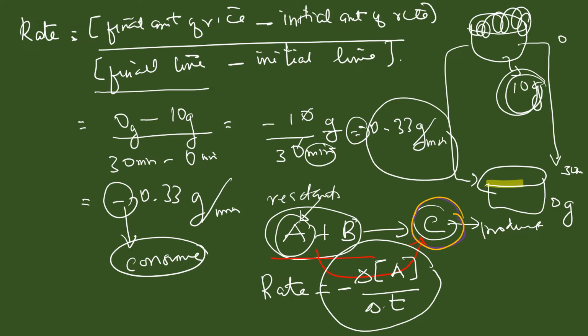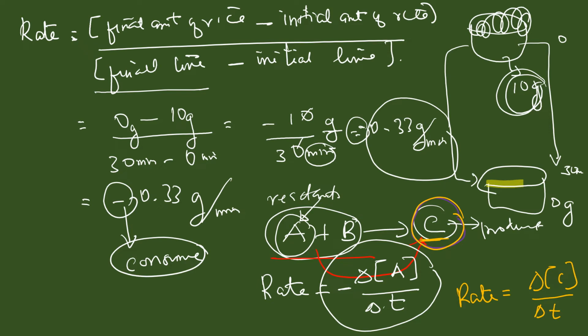So remember, when I defined rate, I said it is how fast or slow something is consumed or produced. So rate in terms of a reactant is negative because it is consumed. Rate with respect to a product is going to be positive. So if I want to write rate with respect to C, which is a product in this equation, then my rate equals what? Change in the concentration of C over changing time.